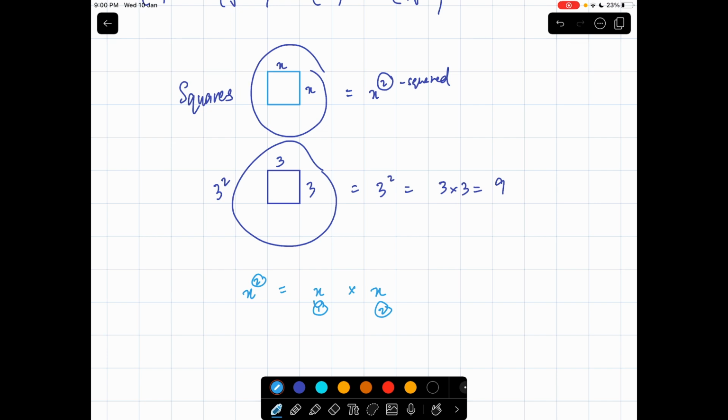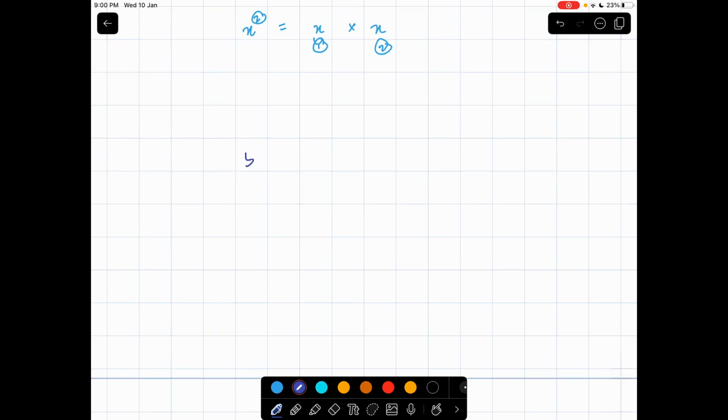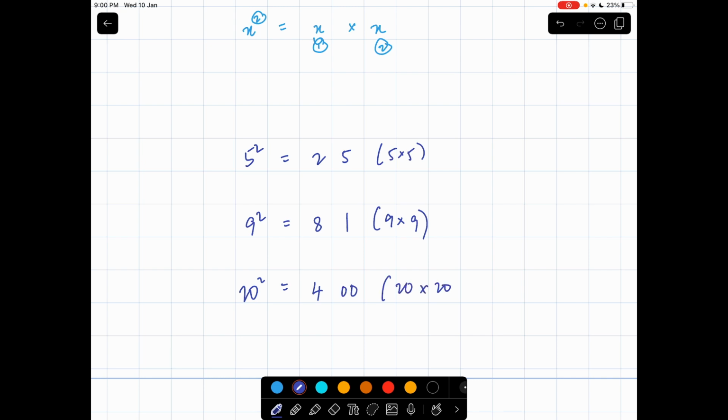That is squares. So let's have some fun here. 5 squared is, your turn, come on. Yes, 25, because it is 5 times 5. Alright, next number. 9 squared is, take your time. Yes, correct, it is 81. 9 times 9. Let's go a bit harder. 20 squared. I know some of you got it. It is 400, because we just take 20 times 20.